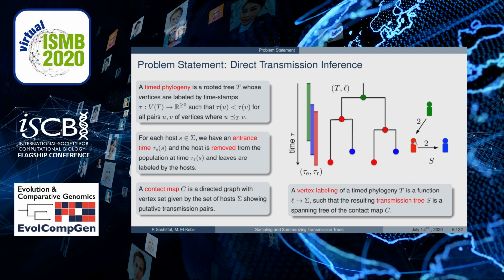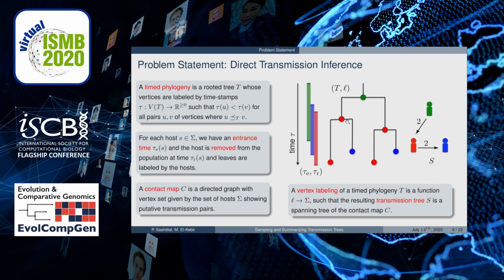Each edge of the transmission tree is weighted by the number of strains that were transmitted from the donor host to the recipient host. So in this example, the green host infects through 2 different strains of pathogens to the red host, and so this edge is weighted with 2.